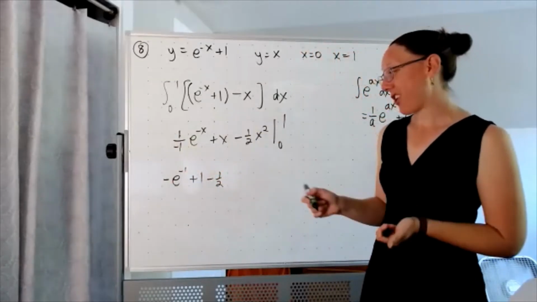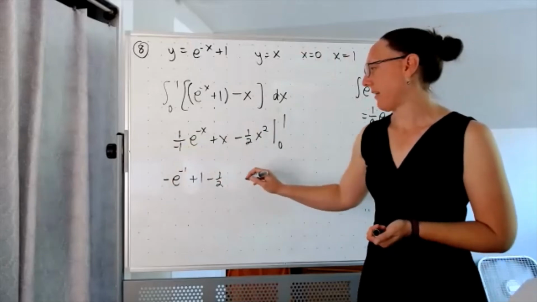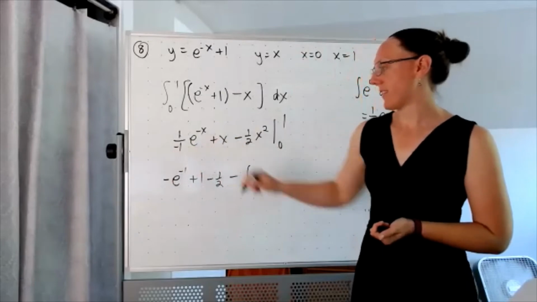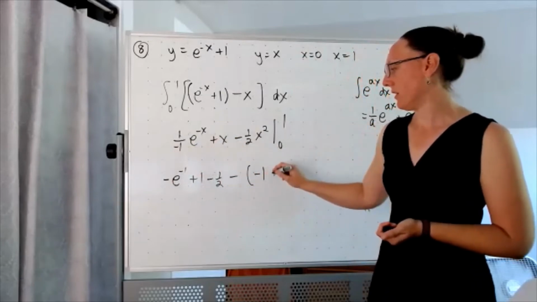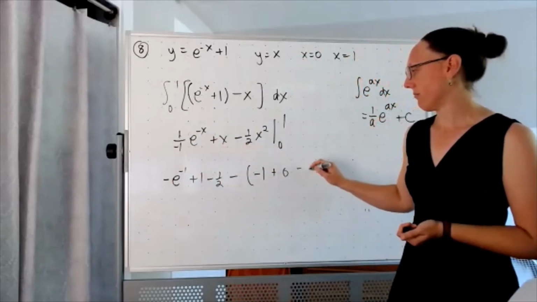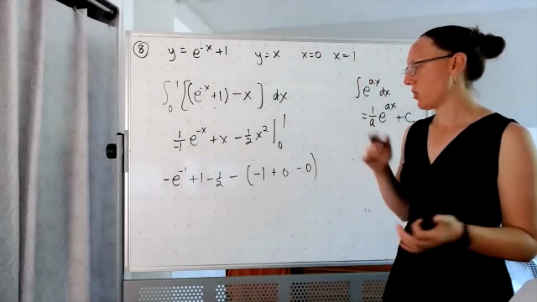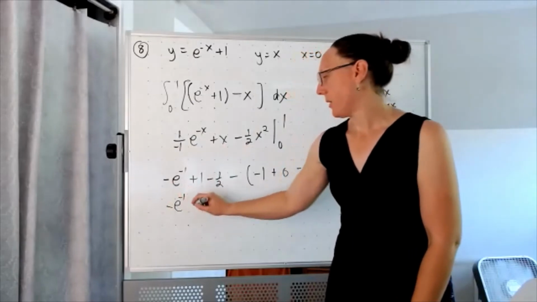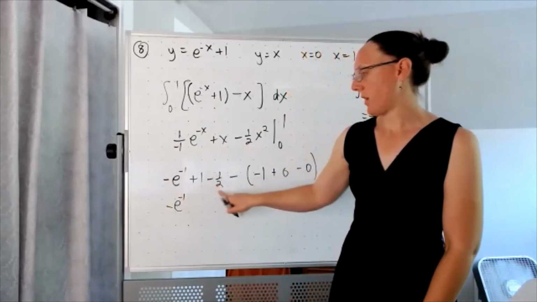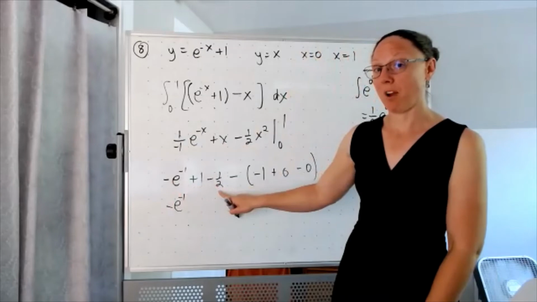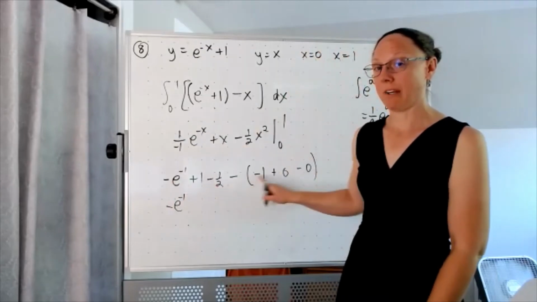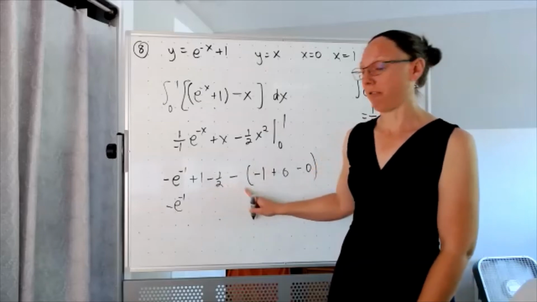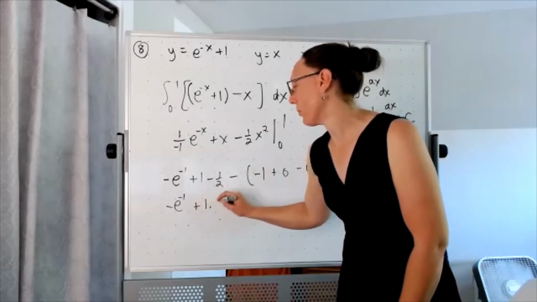And then when we plug in 0, I'd have negative e to the 0, so -1 plus 0 minus 0. So putting that all together, I've got negative e to the -1 plus 1 minus a 1/2. So now I'm at positive 1/2. Minus a minus is going to be adding another 1. So positive 1/2 plus a 1, so that's plus 1.5.